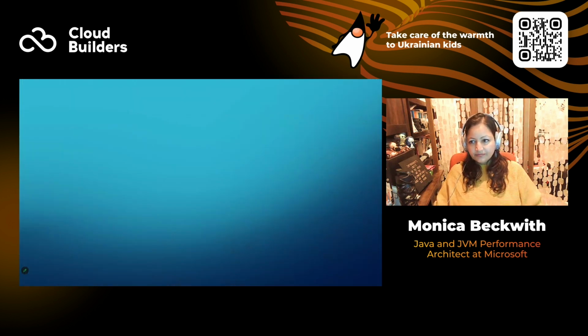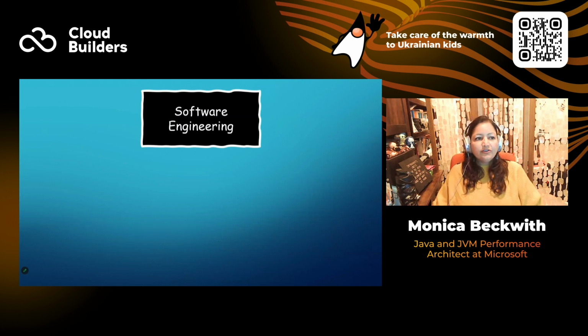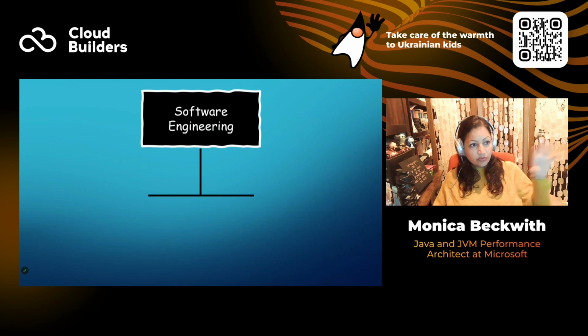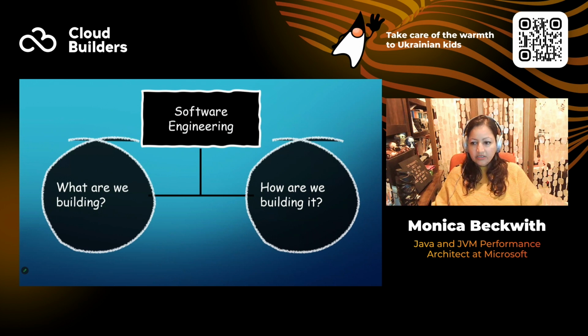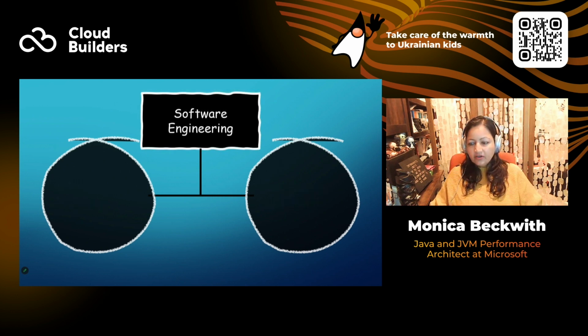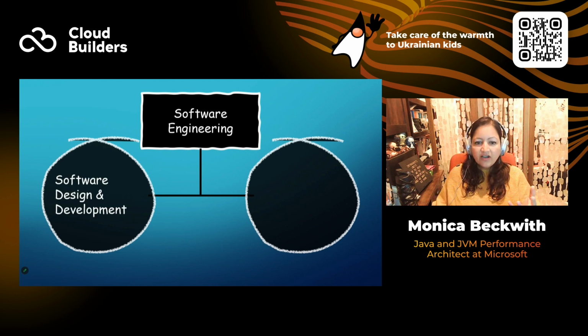So let's get started. When we talk about software engineering, we usually think about it in two different ways. So, what are we building, as well as how are we building it? Basically, the what is the functionality, and how does it do it? That's the operation. So the functionality would be defined by the software design and development process, right?